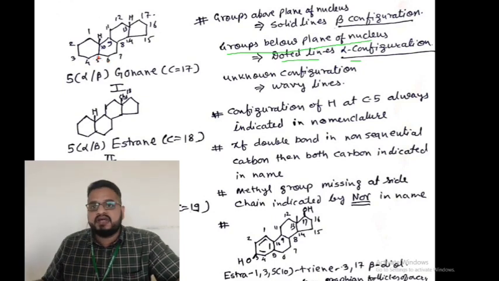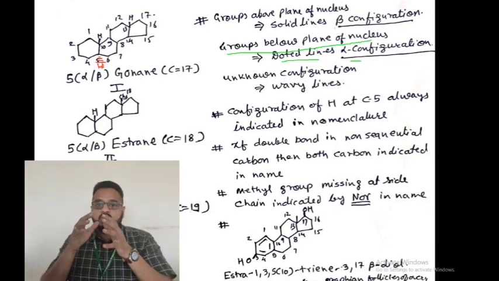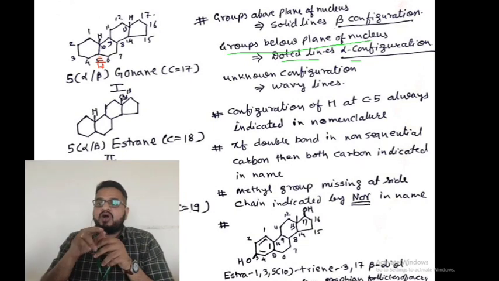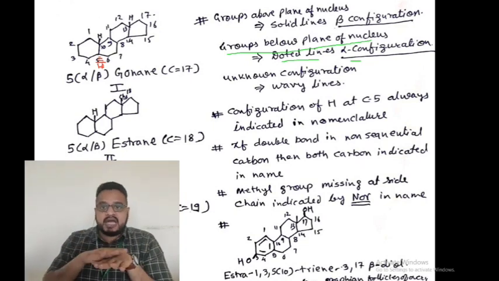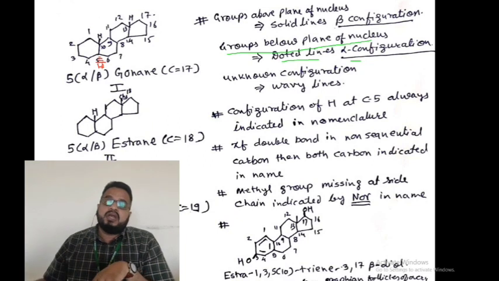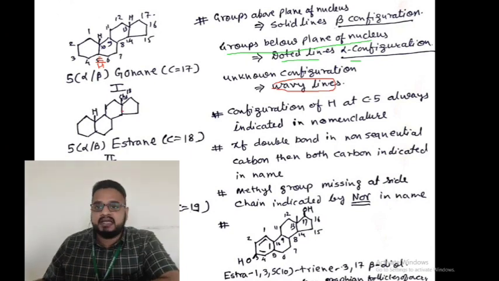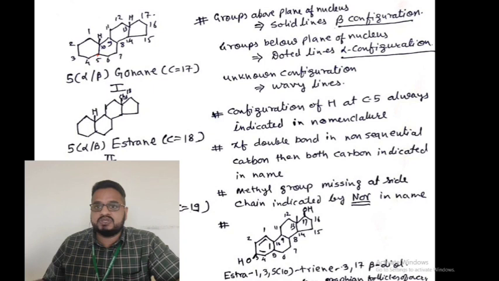Now, how is the alpha configuration? Check this. If I make it a dotted line with a proton, this would be the alpha configuration. So if the group is present below the plane of the nucleus, we call it the alpha configuration, and if it is present above the plane of the nucleus, we call it the beta configuration. If that is completely unknown, in that case we write it with a wavy line. Now suppose, at the fifth position, you check this.